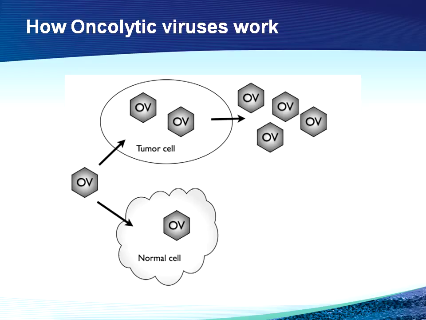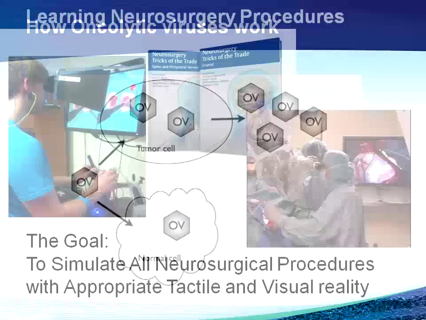And therefore, just like in the other situation, you were able to kill more and more cells because they release more and more viruses. And when every single tumor cell is gone, the virus can't do anything more, so it just basically goes away, just like it happens with a normal infection related to a virus.